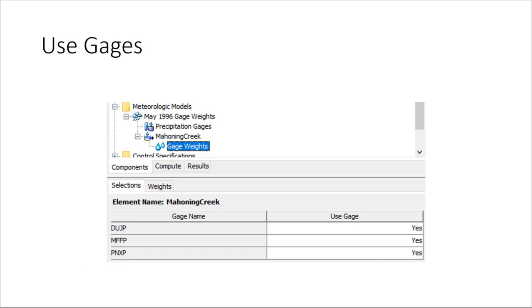This step tells the subbasin which gauges will be used in the computation step. Expand the subbasin node of the Watershed Explorer, then select Gage Weights underneath it. On first click, it will take you to the Weights tab, where you'll notice that there are no gauges listed. Don't panic, you need to switch over to the Selections tab and turn on any gauges. If you don't see any gauges on this tab, that means you haven't set up any precipitation gauges yet. To do that, you'll need to create some time series components. There's a video for you to review if you need a refresher on how to do that.